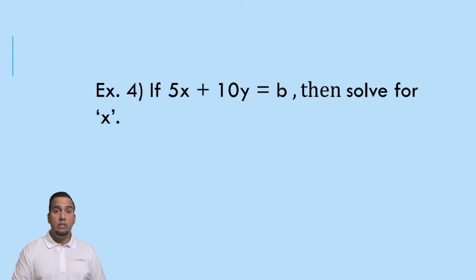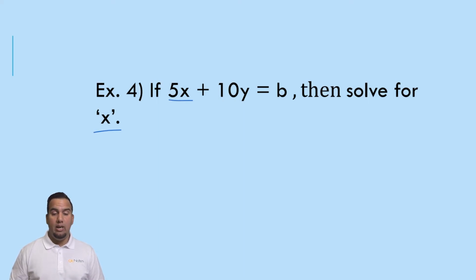If you want to start this problem on your own, pause the video, try it on your own. Okay. If 5x plus 10y is equal to b, then solve for x. So what am I going to do? My first step is, let's figure out the letter that I'm solving for. I'm solving for x. X is right here next to 5, so that's the letter and the number that I'm going to keep till the end. I have to get rid of everything else that's next to it.